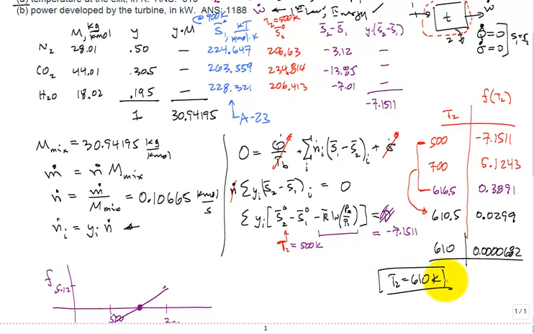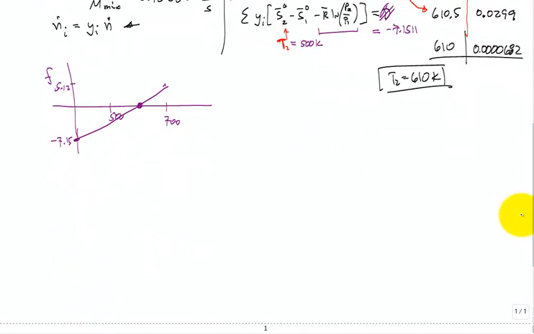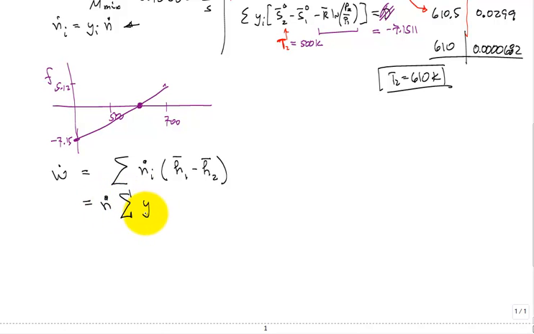Boom, done. All right, what about the power developed by the turbine? Okay, I need more room, so we'll scoot down. And we already said that the power developed by the turbine would be the sum of the molar flow rates of each component times the inlet molar enthalpy minus the exit molar enthalpy. Where did that come from? Energy balance. And we can just put the total molar flow rate times the mole fraction of each component times the change in the enthalpy of each component.